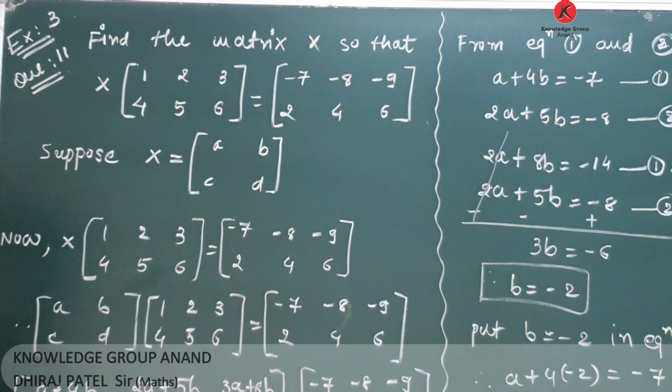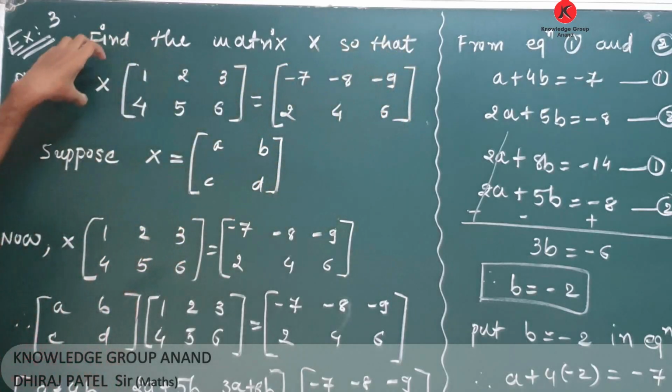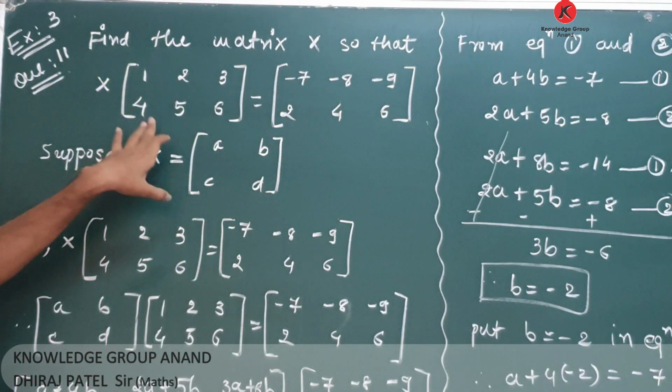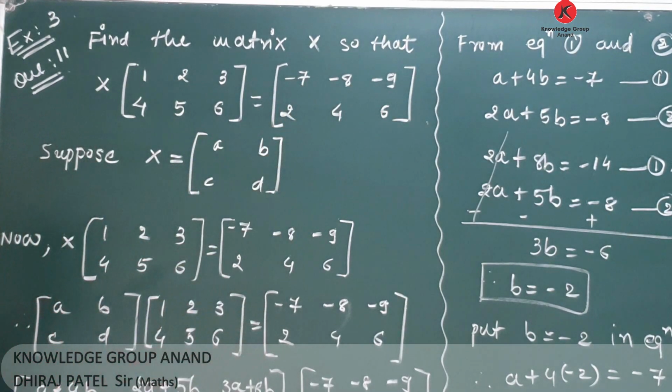Exercise 3, question number 11. Find the matrix X so that X into [1, 2, 3; 4, 5, 6] equals [-7, -8, -9; 2, 4, 6]. Now first of all, we have to find the matrix X.